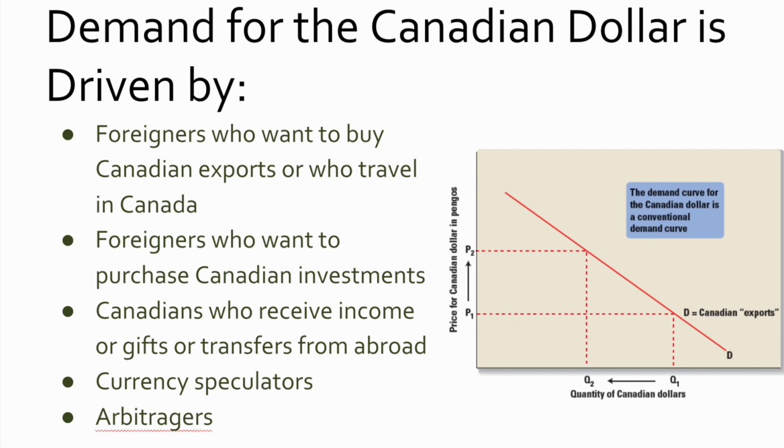So foreigners who want to purchase Canadian investments are also going to want Canadian dollars. Canadians who receive income or gifts or transfers from abroad are probably going to want it in Canadian dollars. Currency speculators are going to want Canadian dollars for the purposes of potentially making some money on arbitrage. So the basic laws of supply and demand hold. The higher the demand for a given currency, the higher the relative price. The demand curve that we saw for every other commodity also applies to the Canadian dollar.